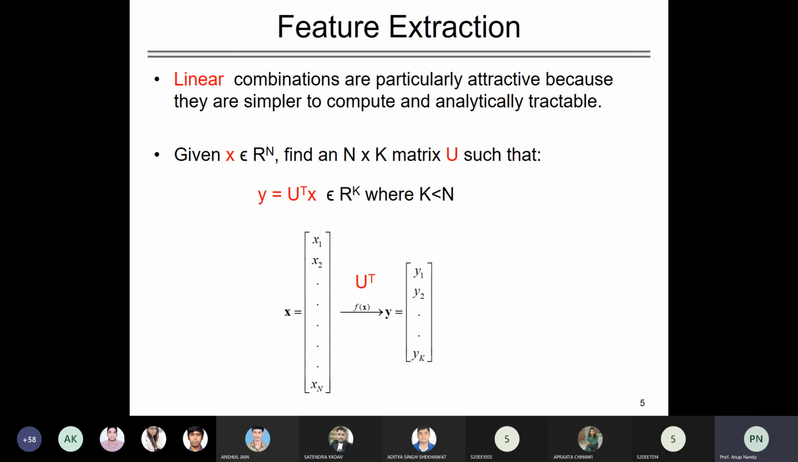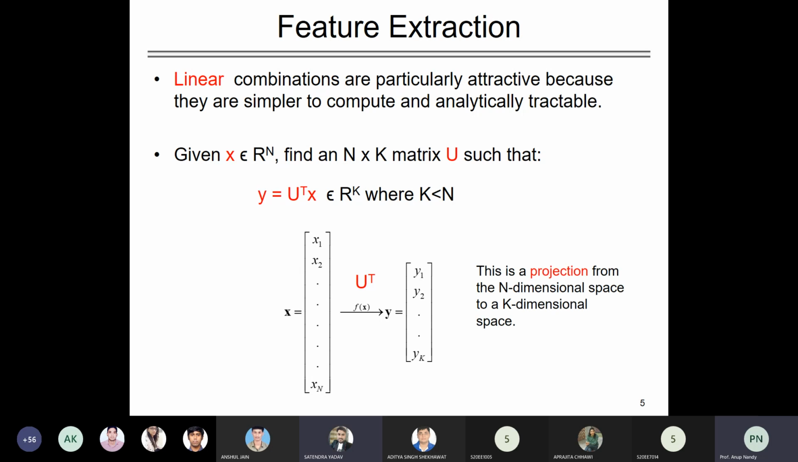So if you have n-dimensional features, that is 1 cross n, and then you have this n cross k matrix, then you are going to have 1 cross k. So these are the things. You can also see this matrix multiplication in this way.